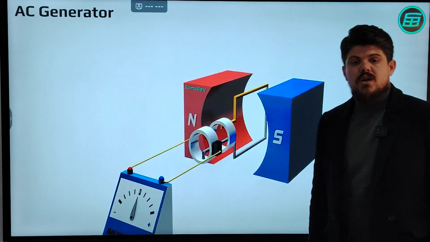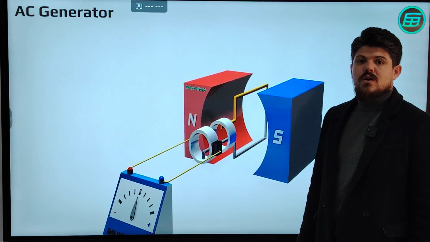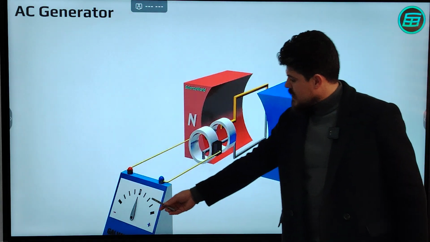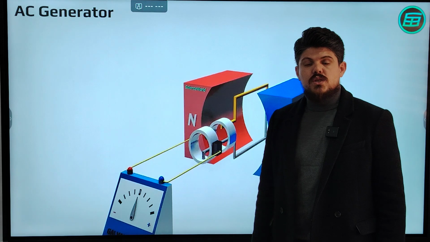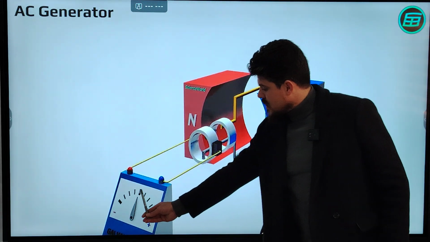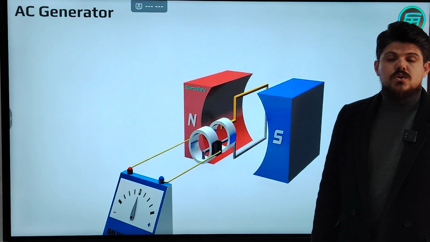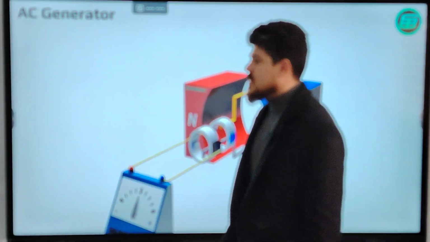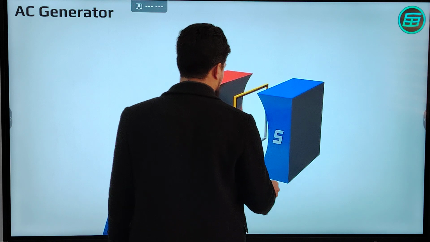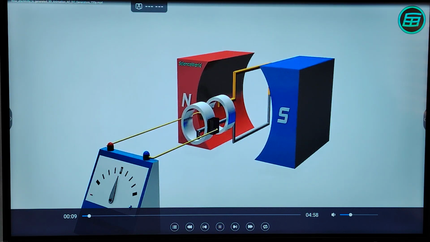The needle of the galvanometer indicates the presence and zeros of the induced current. If the needle is located at 0, it means there is no current in the wire, in the loop, no current induced. But when the needle deflects to the maximum displacement, it means that current is induced in the loop as a result of the rotating armature in this magnetic field. Mechanical energy into electrical energy.